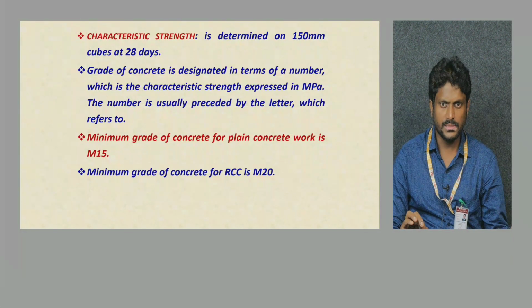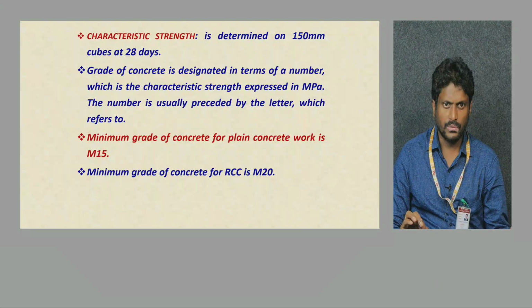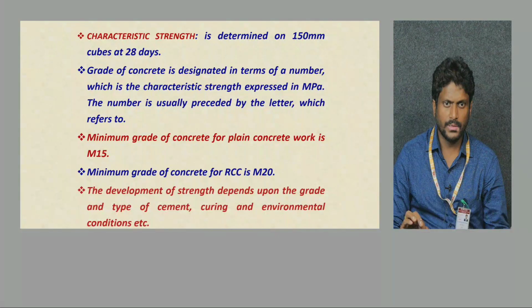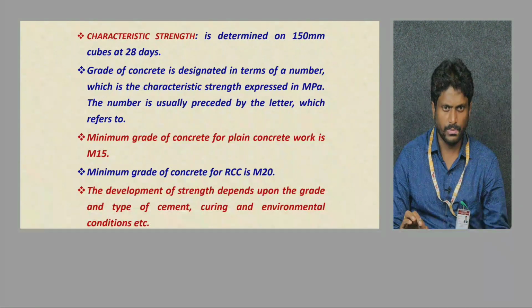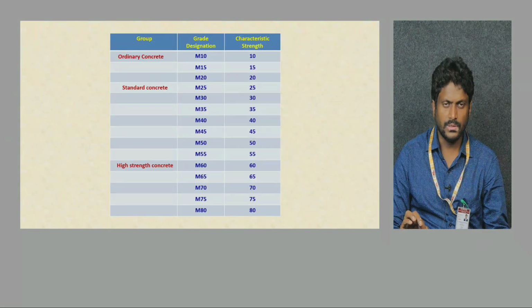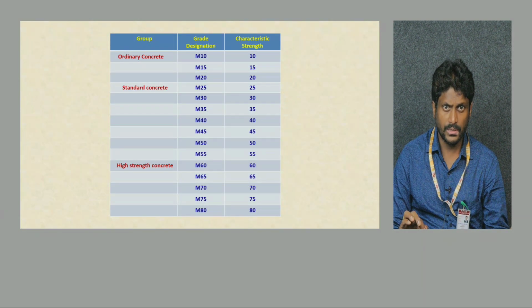Minimum grade of concrete for RCC is M20. Of course, if we are located nearer to the seashore, that is M25. The development of strength depends upon the grade and type of cement, curing and environmental conditions, etc. These are the tables given in the IS 456 code book. Up to M20, we used to call them ordinary concrete. They are denoted as M10, M15, M20. M indicates mix, followed by characteristic strength. M10 will have 10, M15 will have 15 and M20 will have 20.